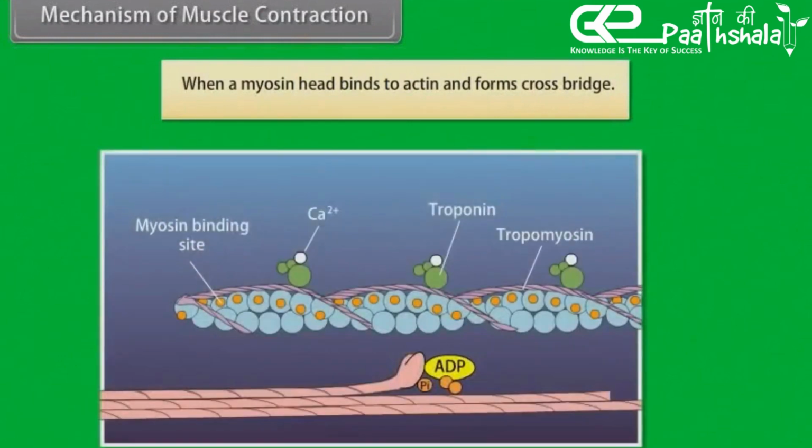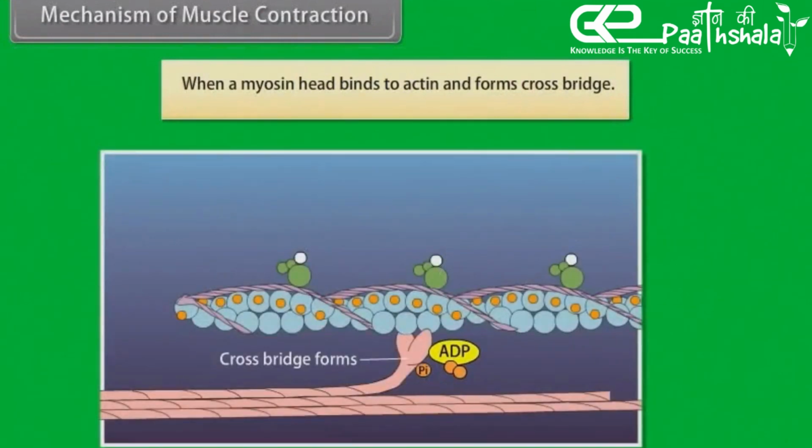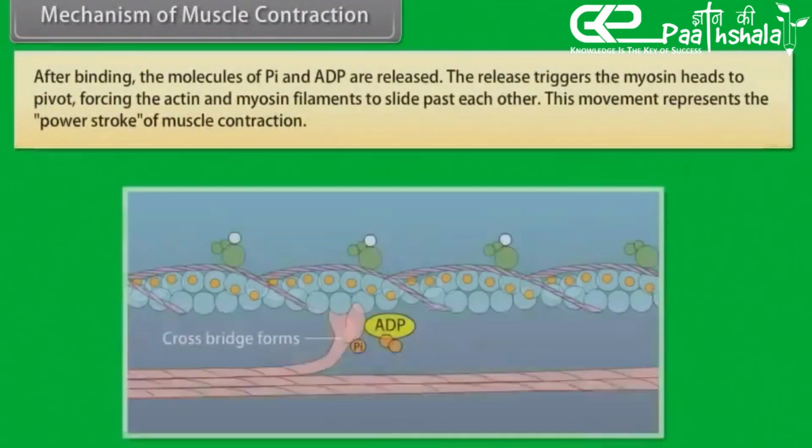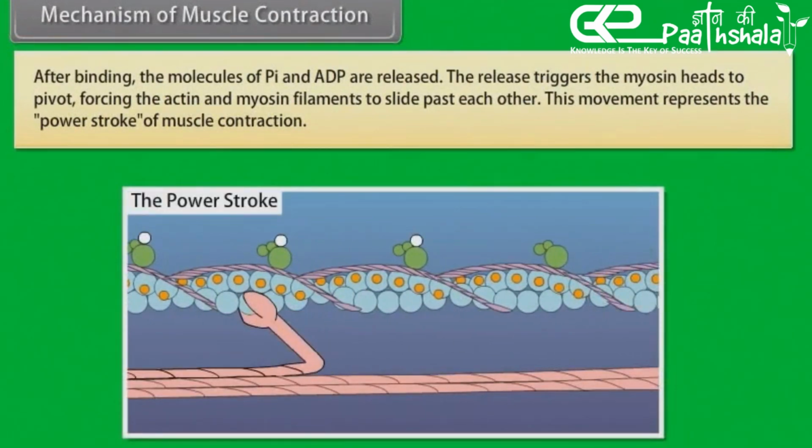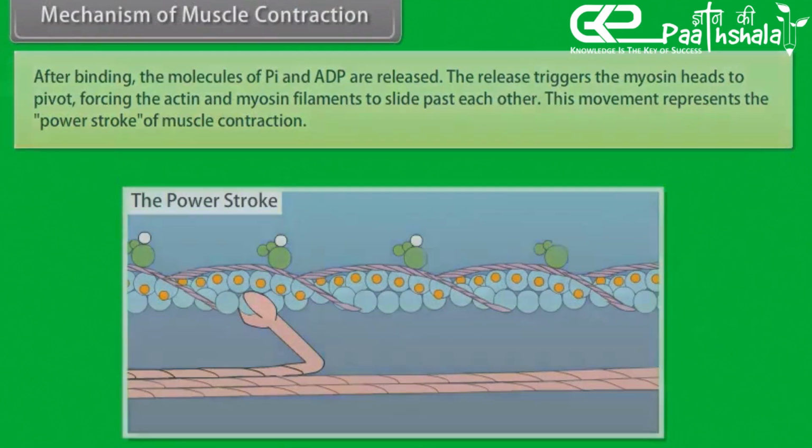A myosin head binds to actin and forms cross bridge. After binding, the molecules of Pi and ADP are released. The release triggers the myosin heads to pivot, forcing the actin and myosin filaments to slide past each other. This movement represents the power stroke of muscle contraction.